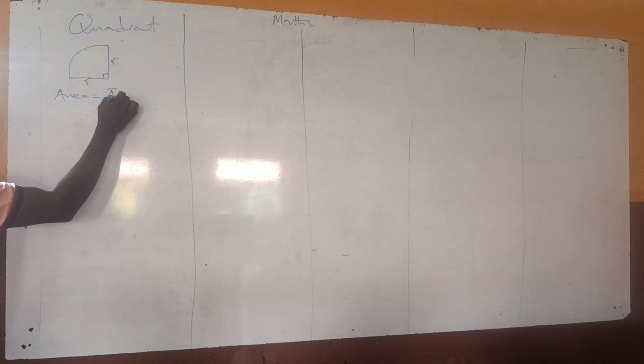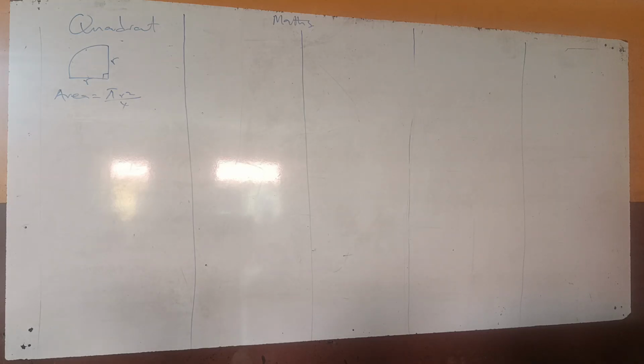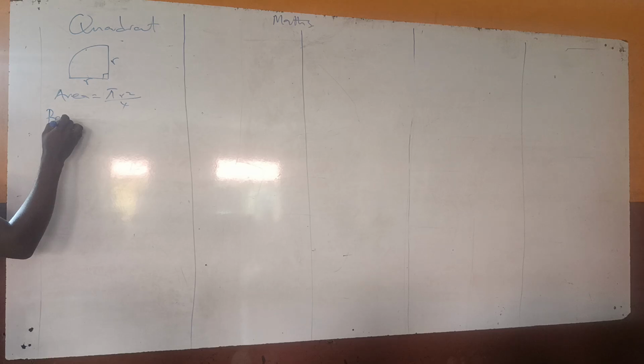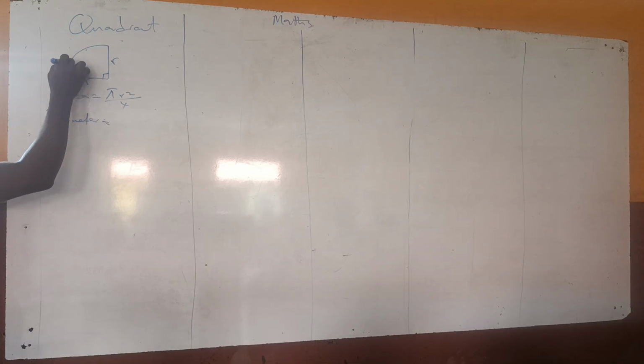is pi r square over what? Over 4. That's the quadrant. A quarter of the what? The circle. Then your perimeter. Now look here. Your perimeter is what? From here to here is what?